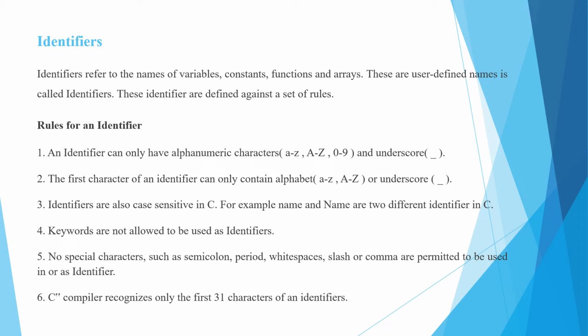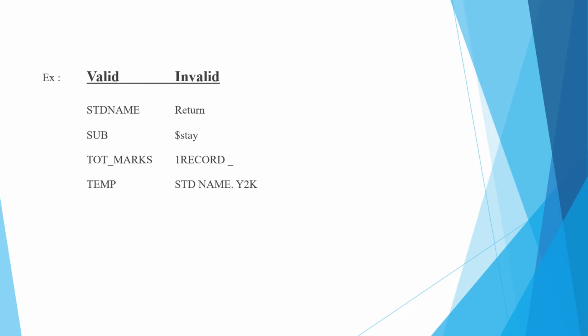The sixth rule is that the C compiler recognizes only the first 31 characters of an identifier, so it should have a reasonable length. These are some of the rules for forming an identifier.